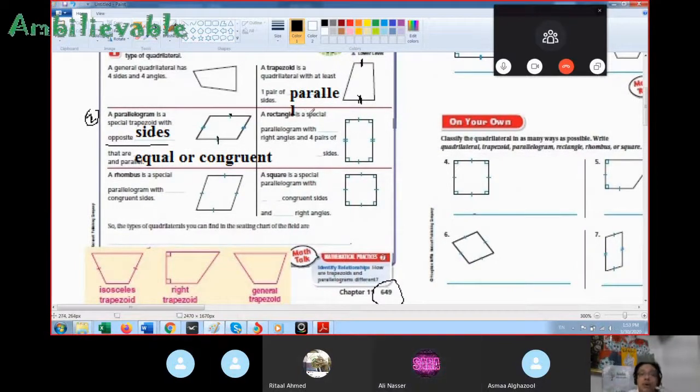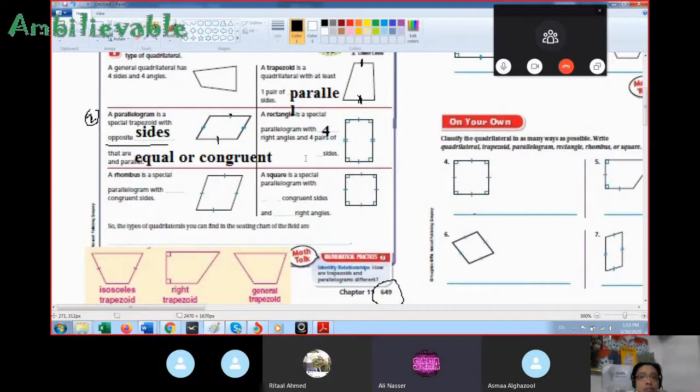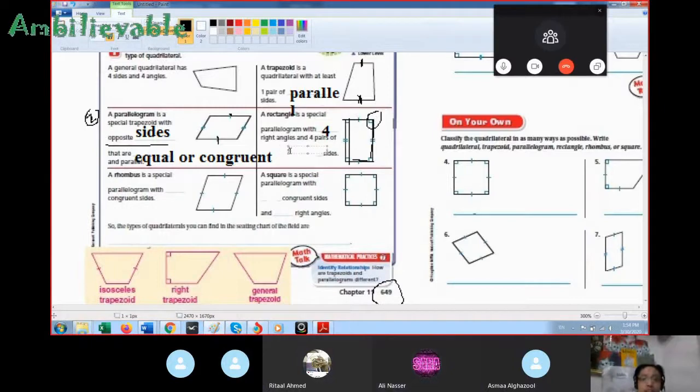Let's move on to the word rectangle. A rectangle is a parallelogram with four right angles. Very good. With four right angles and four pairs of parallel sides. Yes, they are parallel and perpendicular. Did I write parallel? Oh, perpendiculars. These are the perpendiculars, okay? These are the perpendiculars also. One, two, three, four, okay? Those are your perpendicular sides.